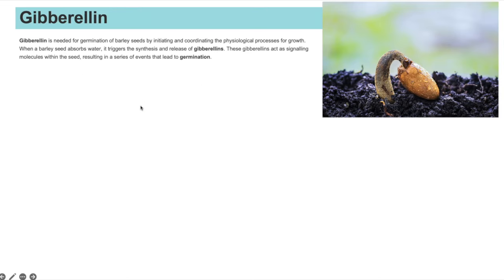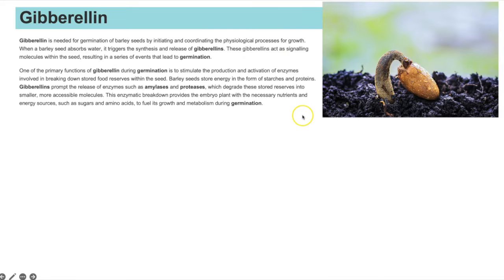So a bit on gibberellins then. Gibberellin is needed for germination of barley seeds, as an example, by initiating and coordinating the physiological processes for growth. When a barley seed absorbs water, it triggers the synthesis and release of that plant hormone gibberellin. And these gibberellins act as signaling molecules within the seed, resulting in a series of events that leads to germination. One of the primary functions of gibberellin during germination is to stimulate the production and activation of enzymes involved in breaking down stored food reserves in the seed.